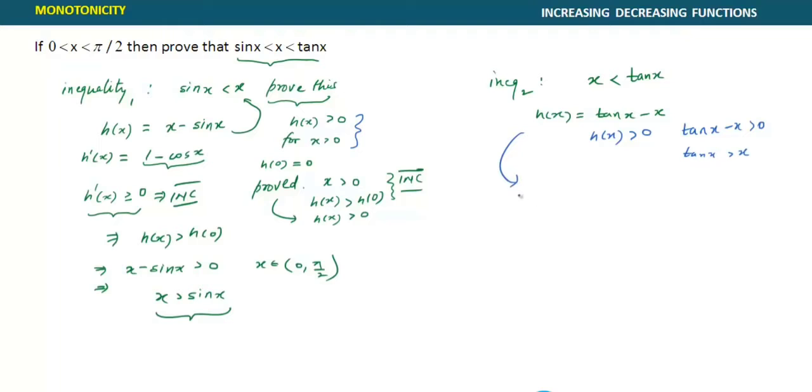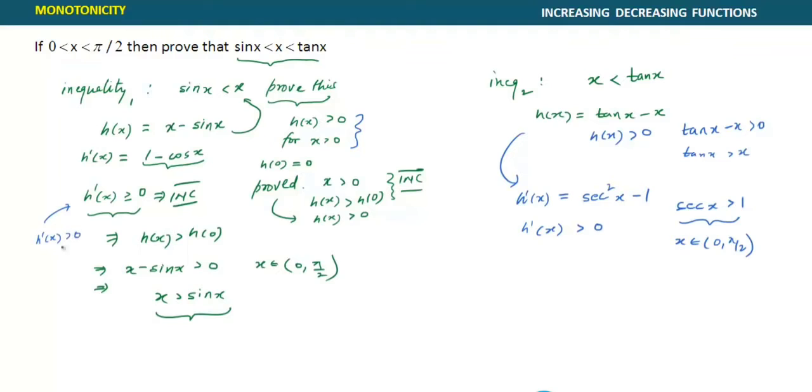So let's again differentiate this function first of all. So h dash x is equal to secant square x minus 1. And we also know that secant x is always greater than 1 for x lying between 0 to pi by 2. So this particular value will always be greater. In fact, you could also say that h dash x is always greater, because cos x will be equal to 1 at x equal to 0, which is not in the domain. So you can say that h dash x is greater than 0, so it is strictly increasing. Here also it is strictly increasing.